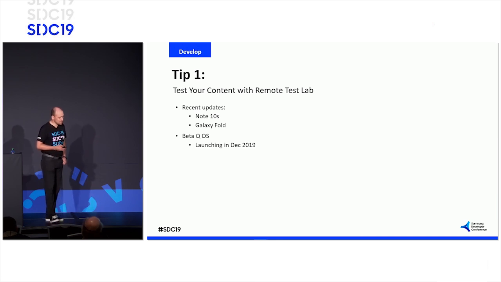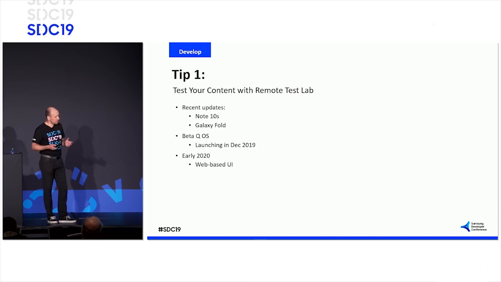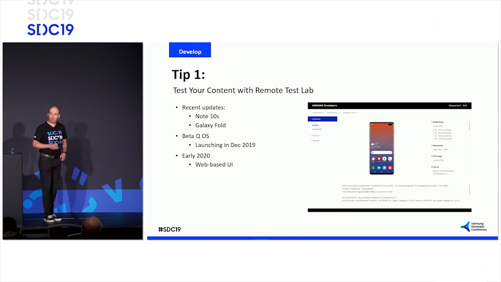Beta OS will be added in December of this year, and then you can test your games or Android titles on those devices running the beta OS. In early 2020, the UI will change. At the moment, you need to download the Java plugin, but in early 2020, it will be totally web-based. It's more convenient to use. It's a good improvement, and the UI will look like this.